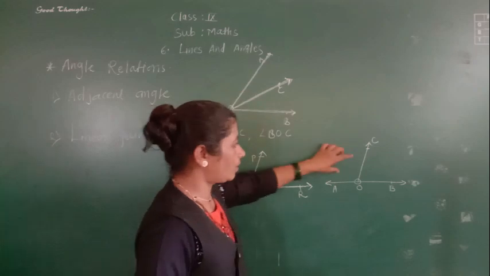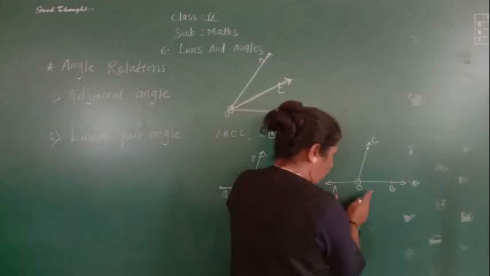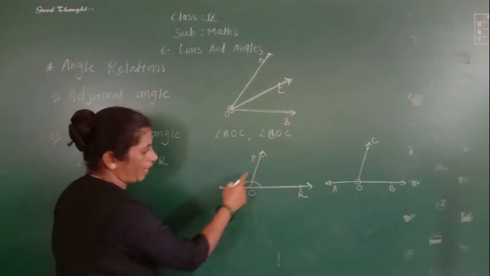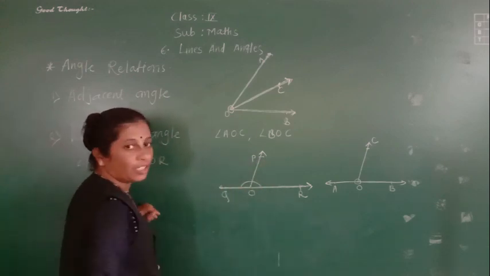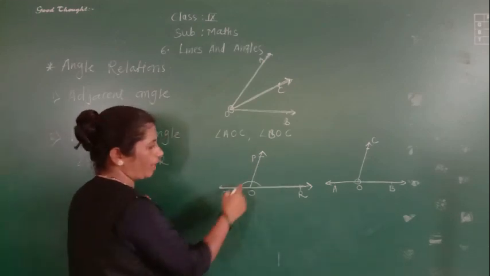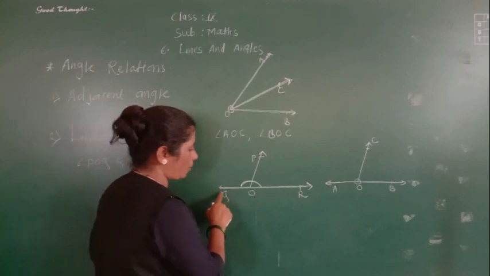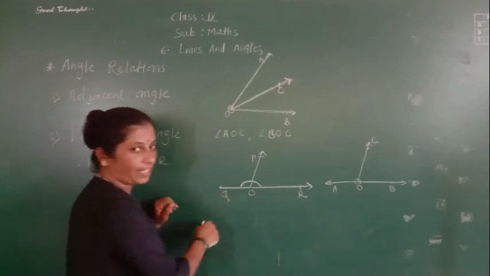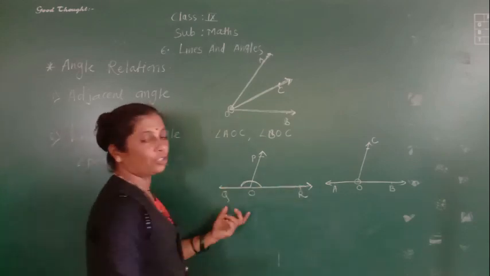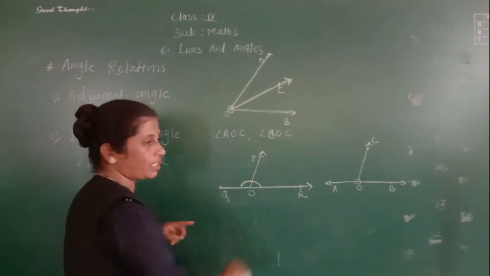And when such adjacent angles have their non-common arms on the opposite sides, they are called a linear pair of angles. Angle POQ and angle POR form a linear pair of angles because QOR is a line, and which type of line is it? A straight line, because OQ and OR, the two non-common arms, are on exactly opposite sides. Understood everyone?